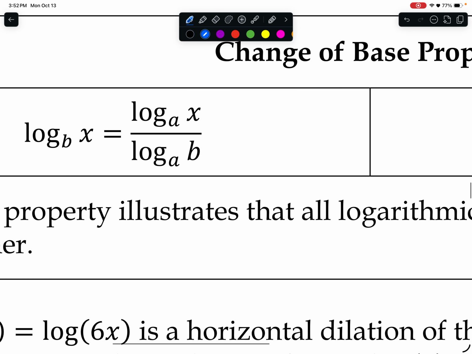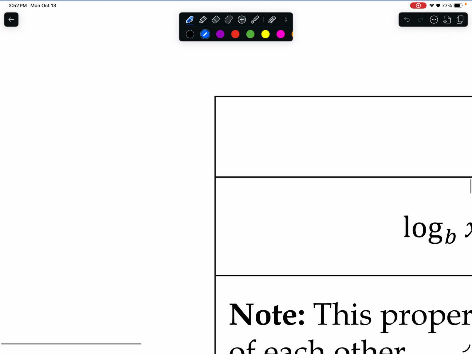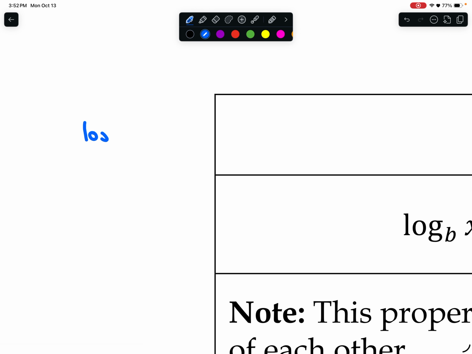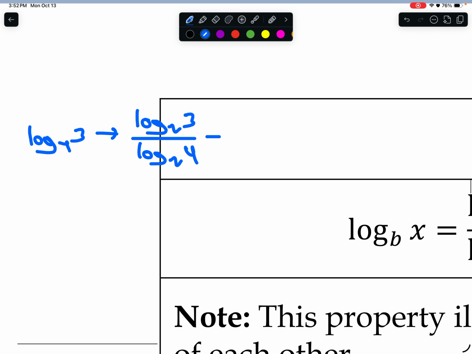Like, let's just say I've got log base 4 of 3. Let's say I'm going to rewrite it with a base of 2. So if I rewrite it with a base of 2, I would have log base 2 of 3, which is the argument, over log base 2 of the original base. And then you could simplify it from there if possible.